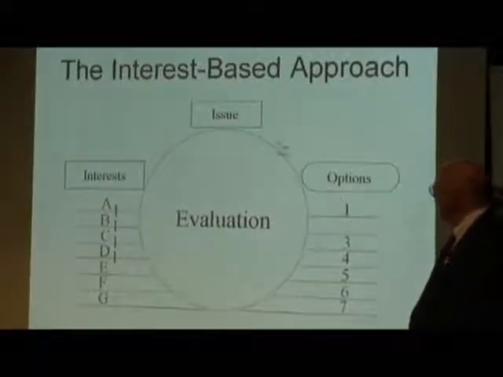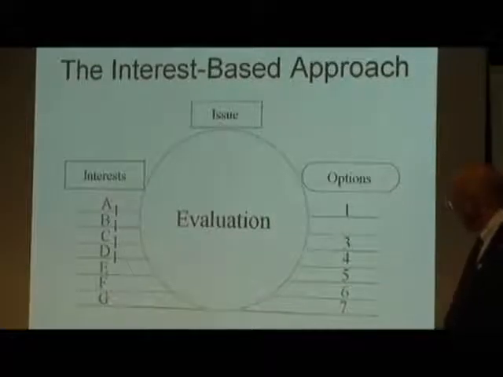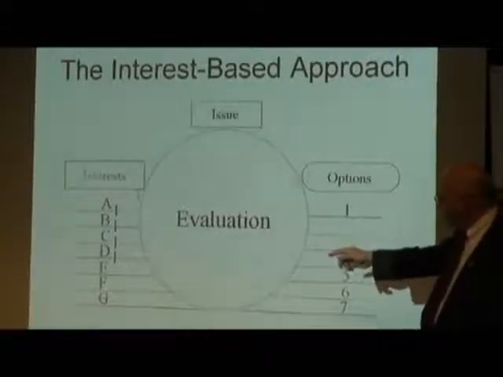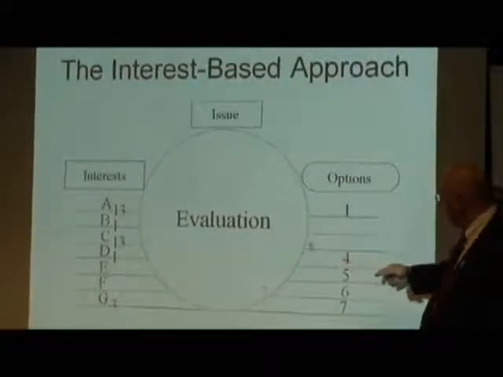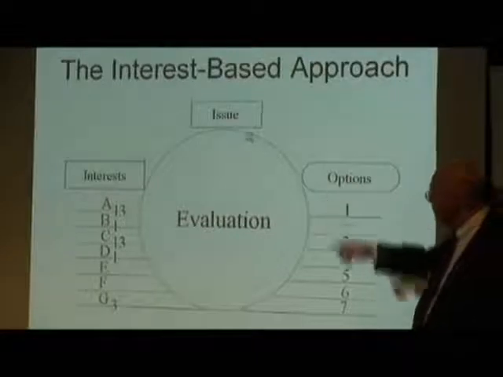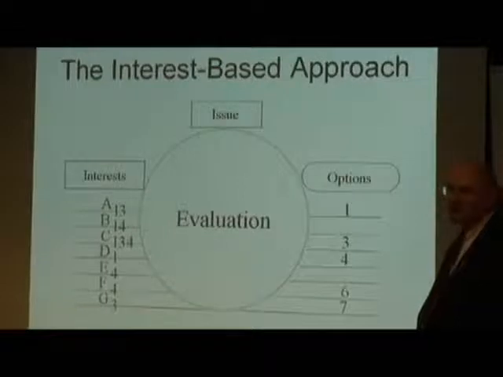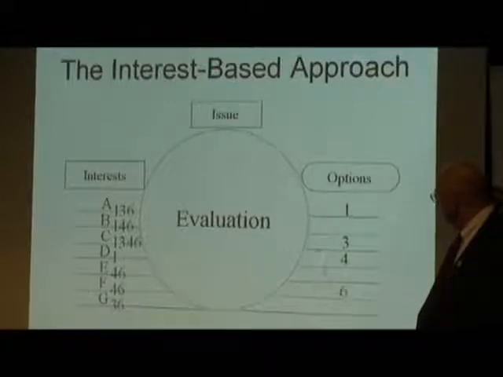Then we take two up, and oh boy, it doesn't even answer the question. So it falls off. Take three up, and it meets a few of the interests. They keep it on the list. Four handles a few. Five goes up. Oh. Didn't even answer any of the interests. Six goes up. Answers a few. Seven goes up.